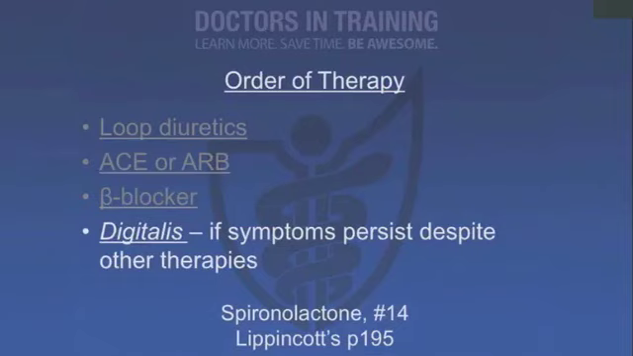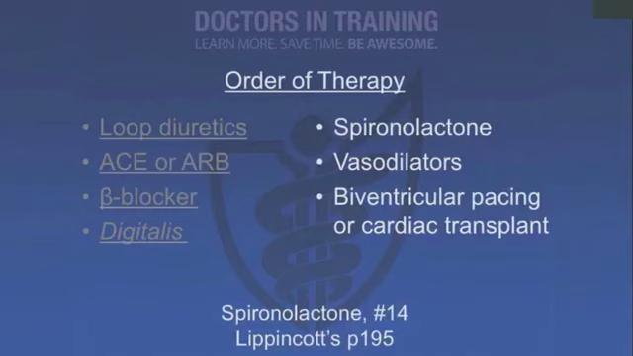In some patients, you may go to digoxin or digitalis next. Usually this drug is reserved for patients who have symptoms of heart failure despite multiple drug therapy on all these other classes of drugs. If they have systolic dysfunction or atrial fibrillation or an S3 heart sound, you may put them on digoxin before the beta blocker. And then toward the end, you're going to use things like spironolactone, vasodilators, and even the biventricular pacing or the transplant that we talked about as sort of a last resort for treatment of heart failure.